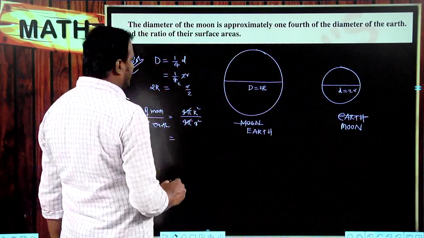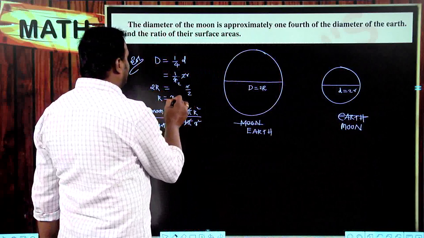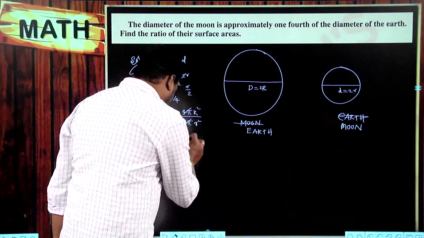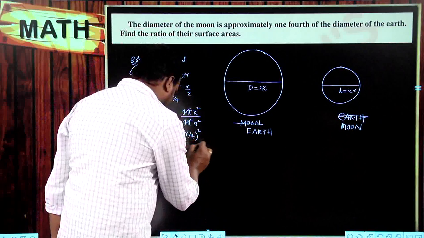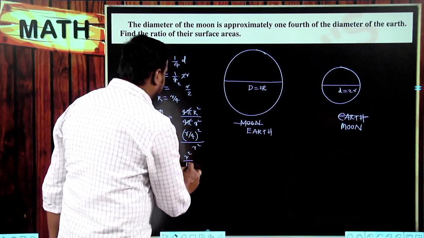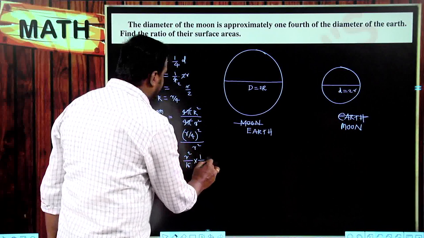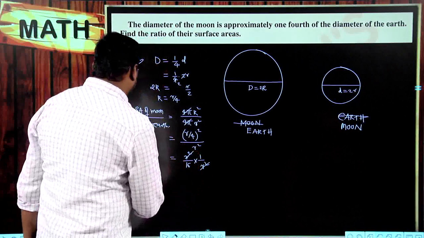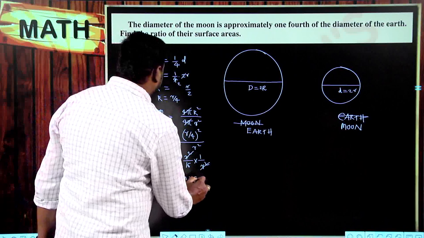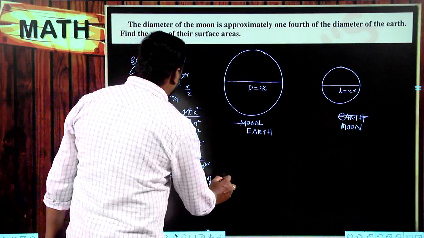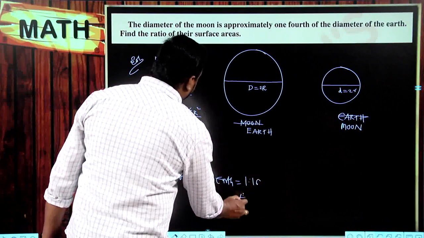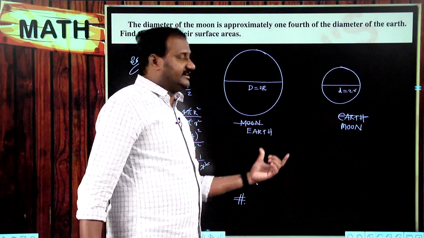So, 2 R is equal to R by 2, then capital R is going to be R by 2 into 2, which is equal to 4. I am going to substitute that. So, R by 4 whole square divided by small r square. R by 4 whole square is equal to R square by 4 4s are 16 into 1 by R square. R square cancel. Therefore, surface area of moon is to surface area of earth is going to be 1:16.